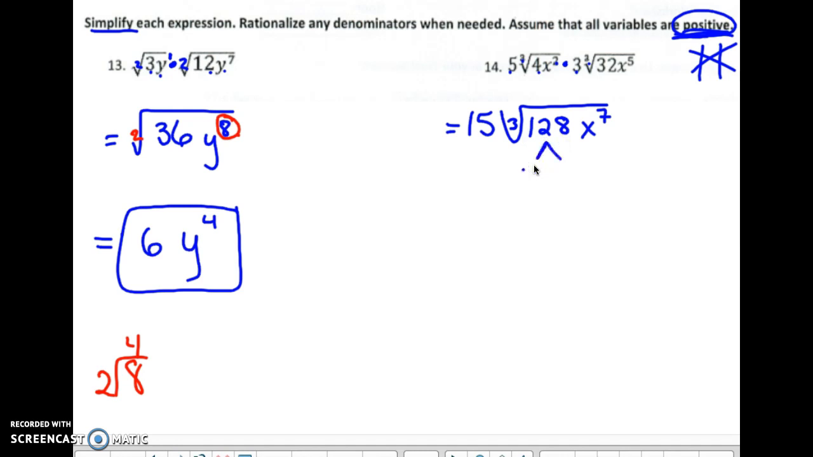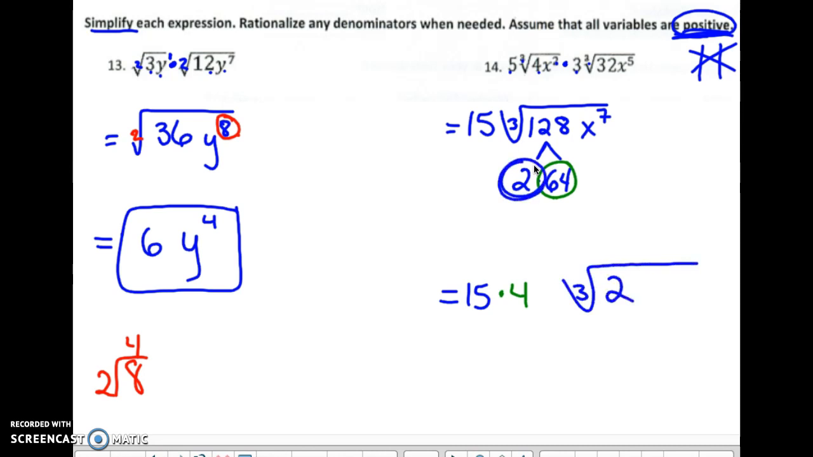128, I'm going to say that's 2 times 64. I chose 64 because on our blue sheets we'll notice that 64 is a perfect cube. So what's going to happen with that is the 15 is going to stay out front, and the cube root of 64 is 4. And I'm going to save a space. Then our cube root would have this 2 left over inside of it.